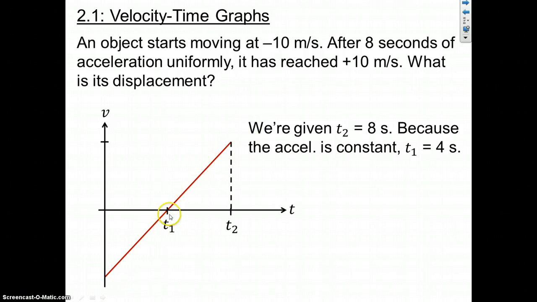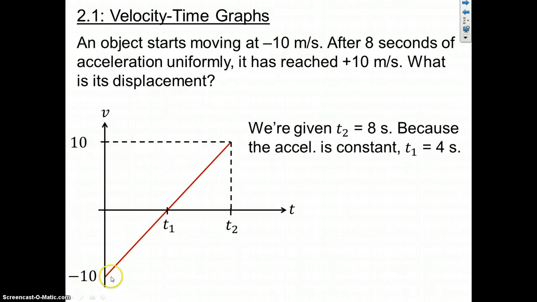we know that if this is 10, and if this height is 10, and it's a straight line, then this is the midpoint between here and here. So if t2 is 8 seconds, then t1 is 4 seconds. We could prove that using the equations and some geometry if we wanted, but this kind of rough explanation will suffice. So at this time, t2, 8 seconds, we have reached a velocity of positive 10 meters per second. It's not shown just because I was running out of space.